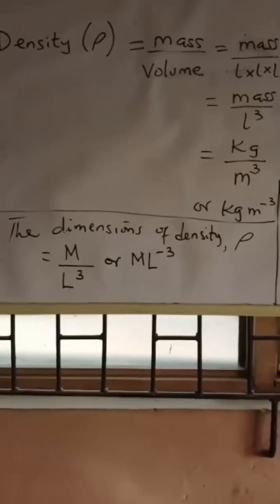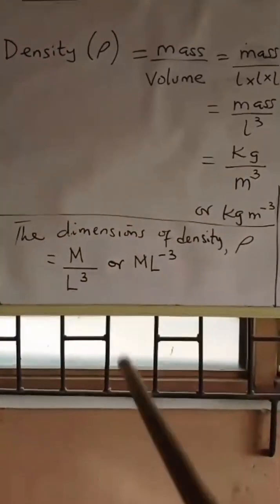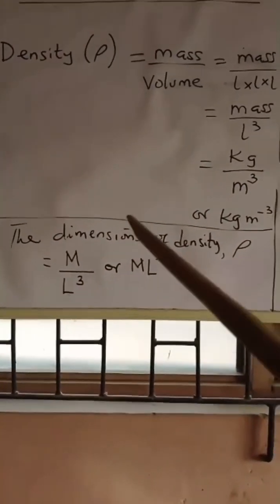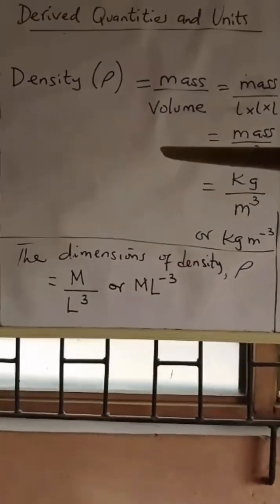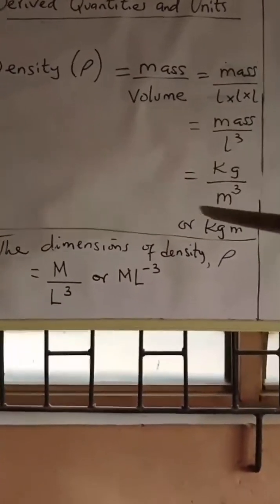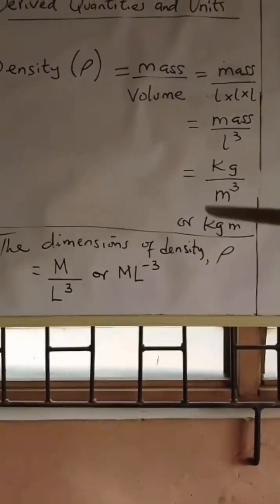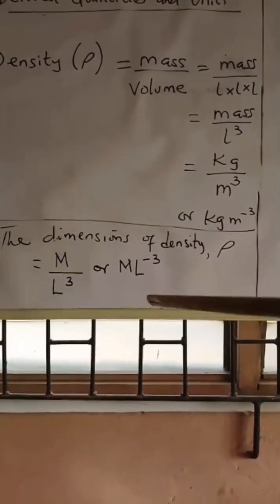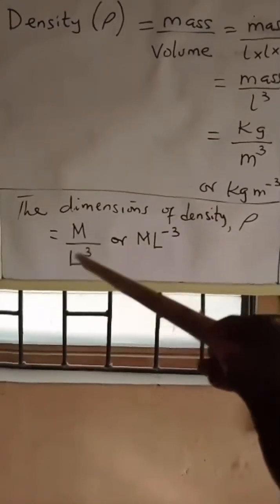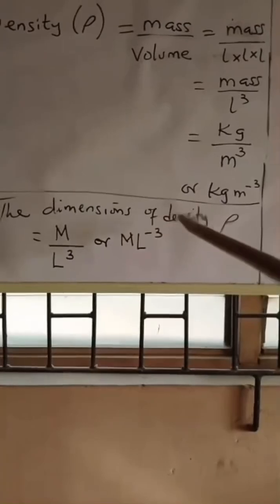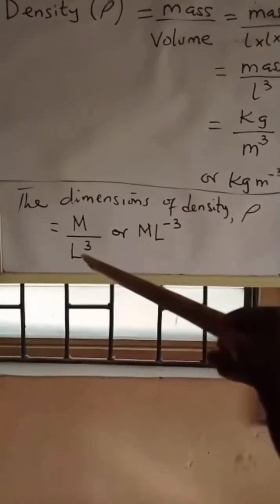I'll do an example quickly. Let's look at the dimensions of density. To be able to break down the density into its dimensions, you need to know either the formula, which is mass over volume, or its derived unit, kilogram per meter cube. From kilogram, you can see that kilogram is a unit for mass, and meter cube is a unit for volume, L times L times L. So the dimension for density is M over L cube, or M L raised to the power -3.